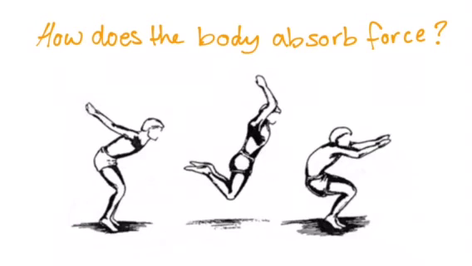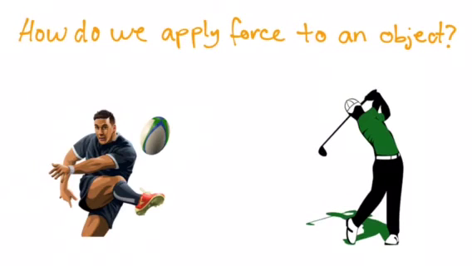The final concept when exploring forces in biomechanics is how do we apply force to an object. So, for example, here we've got the rugby player kicking a ball, or we've got a golfer hitting a golf ball. When we look at the concept of applying force to an object, there's a few things that we need to take into consideration. Firstly, how much force is applied to that object is quite important.